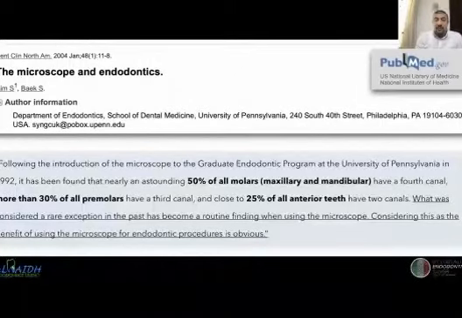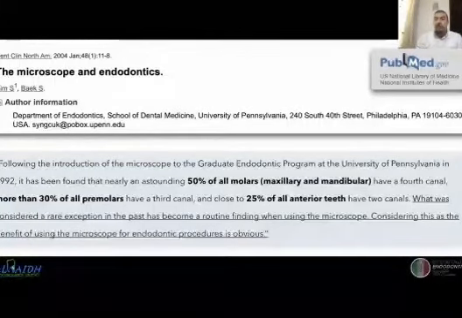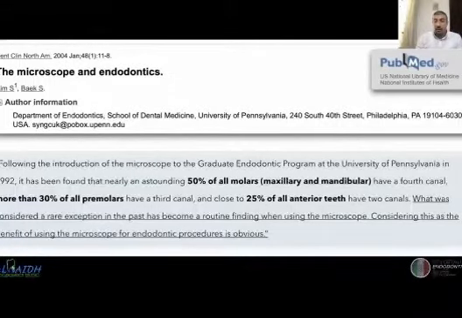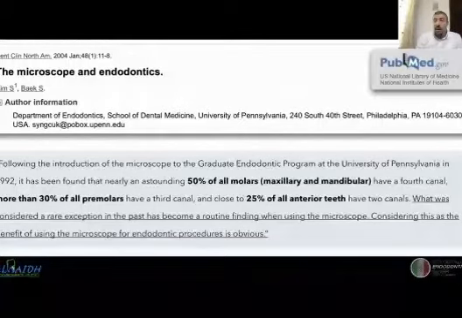Okay, so in 1992, at the University of Pennsylvania, they introduced the microscope to the graduate students. They found that more than 50% of all molars have an extra fourth canal, and 30% of all premolars have a third canal, while more than 25% of the anterior teeth have an extra second canal. So what was before described as an incidence is now very common under the microscope. And as you know, any missed canal will affect the outcome of treatment.